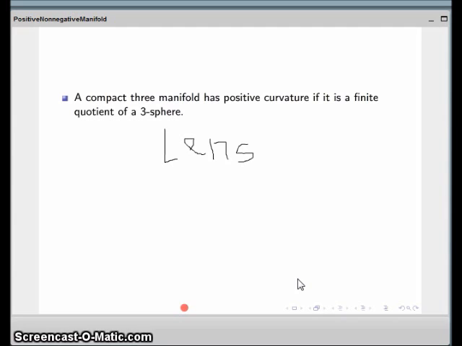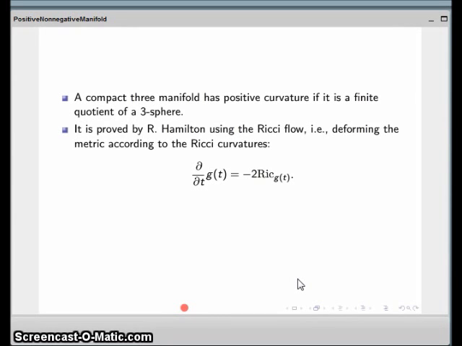Then we look at the proof. The proof is much harder than the proof in the 2 dimension. In 2 dimensions, the proof may go back to 200 years ago, and this one actually is very new. Maybe Richard Hamilton proved this about 30 years ago, and he used a very different technique. This technique is called the Ricci flow. So what is the Ricci flow? The Ricci flow is given by this differential equation.